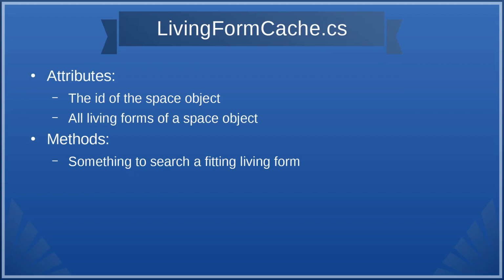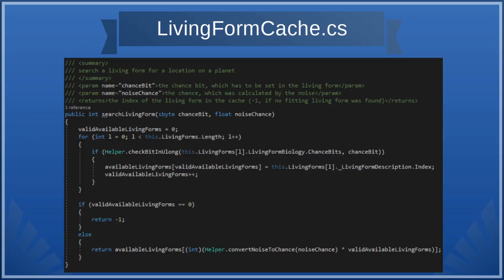The living form cache does what the name sounds like. It caches loaded or created living forms. This class contains the ID of the space object and all living forms which live there naturally. Also, there is a method to search for a fitting living form. The search first collects all living forms which have the search chance bit set. If no living form was found, it returns an error value. If more than one was found, it selects one by the noise value.